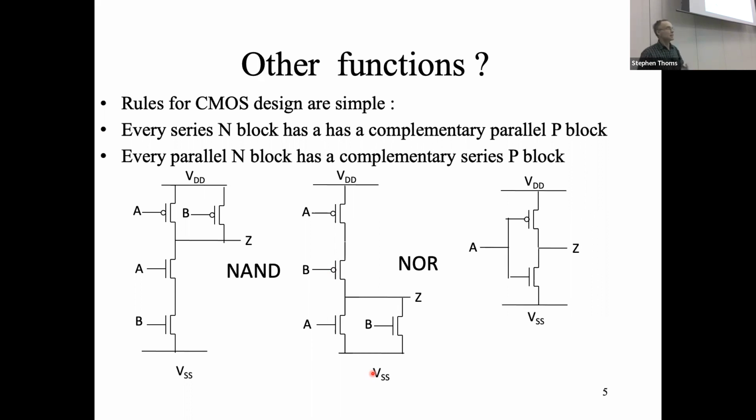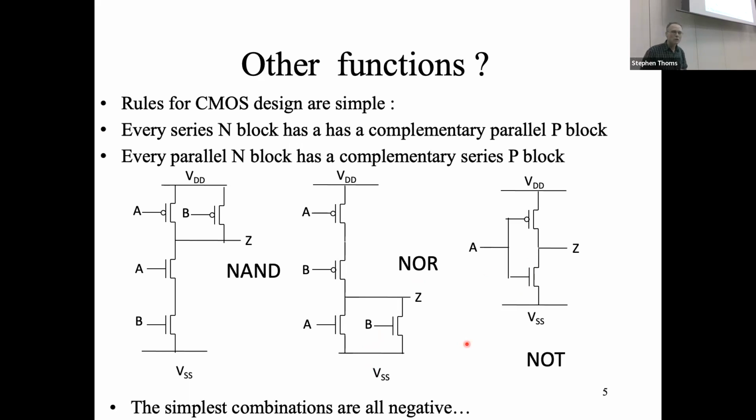And of course, this is the simple one we had right at the beginning, which again follows the CMOS rule, and that's the inverter. So the simplest combinations are all negative. And in fact, basically with the CMOS rule, you always get this negative output. So if you wanted to make an AND gate, you would need to make a NAND gate and follow it with an inverter. Okay, you can't, using this technique, directly produce an AND gate.